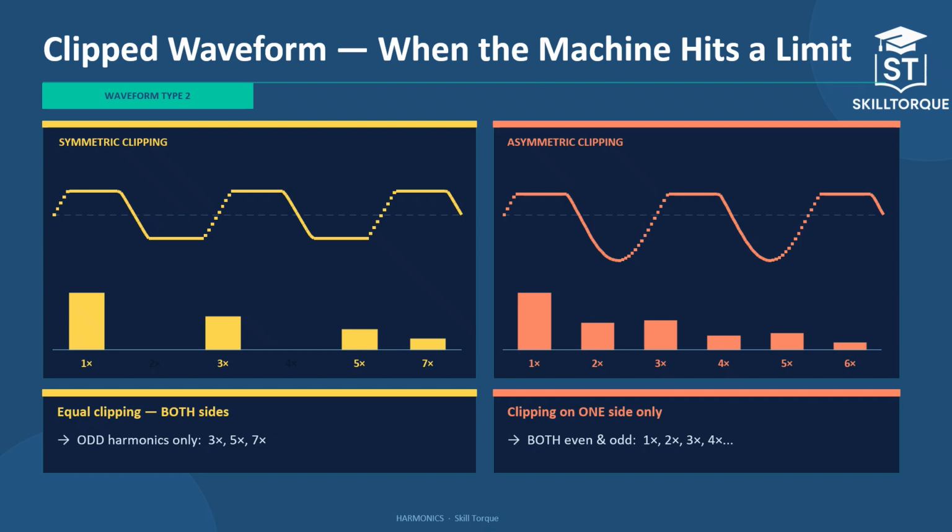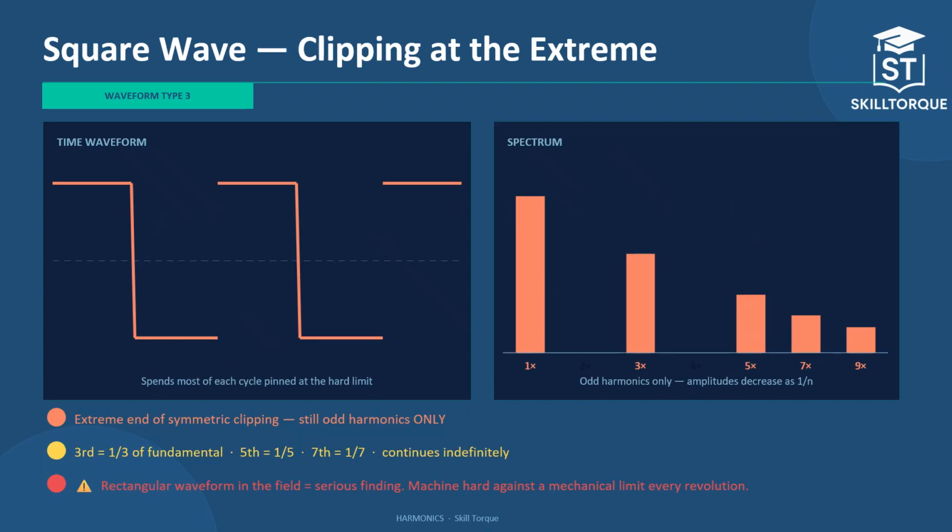Now the third one is the square waveform. It is the same as what we have discussed before. It will always give you the odd harmonics. That means the clipping is so hard from both sides that it makes the time waveform look like a square. The top will be almost flat and the bottom will also be very flat, as if very hard restrictions are there on both sides. It will make you see a square type of waveform.